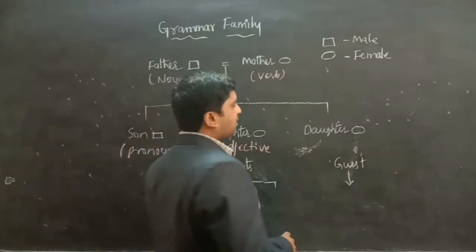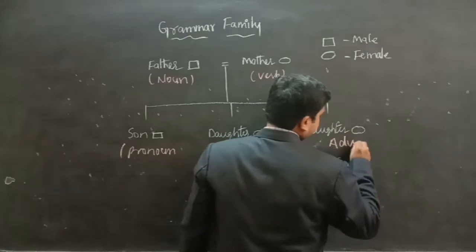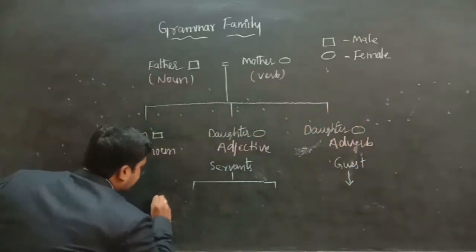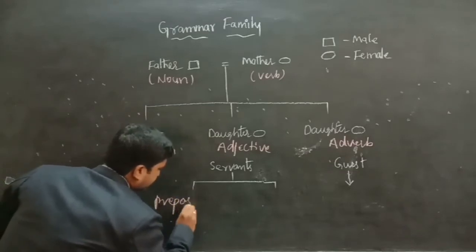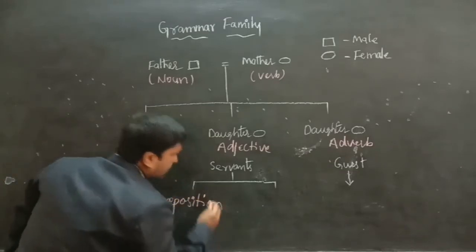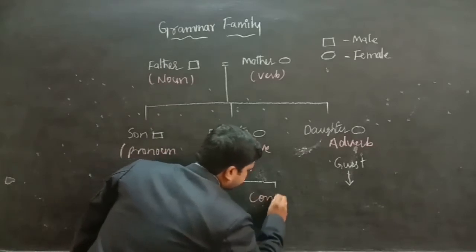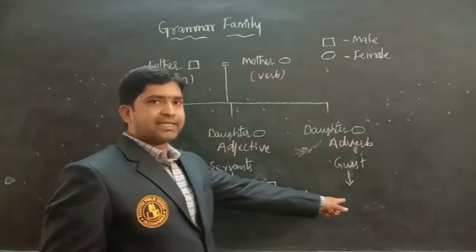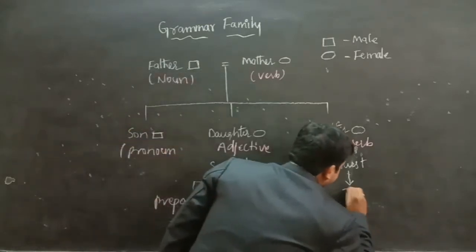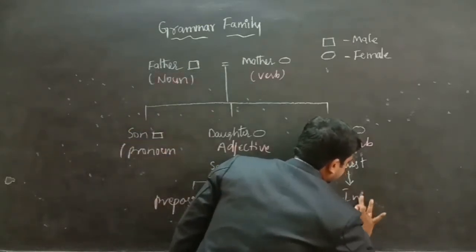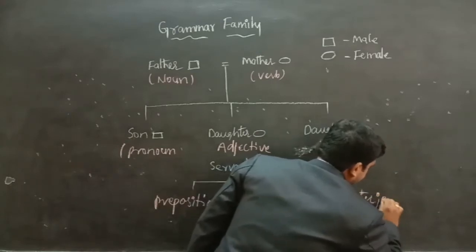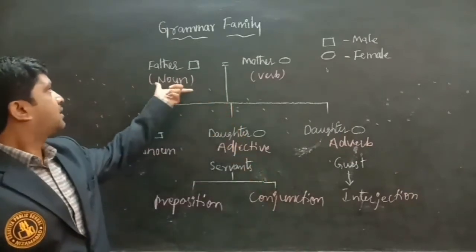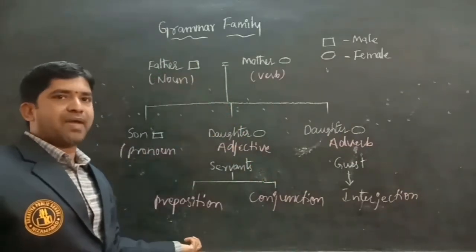And the second daughter, adverb. And two servants, preposition and conjunction. And here the guest, interjection. These are the grammar family.